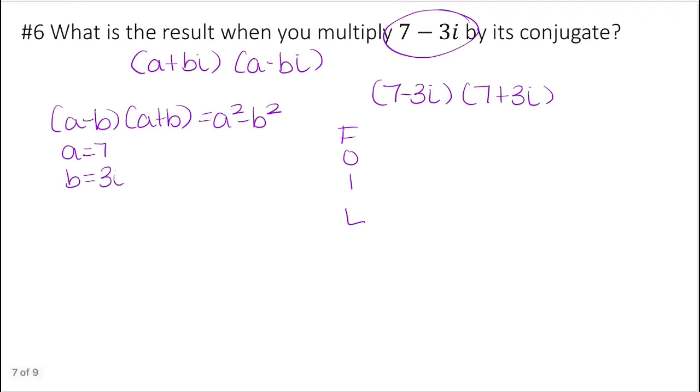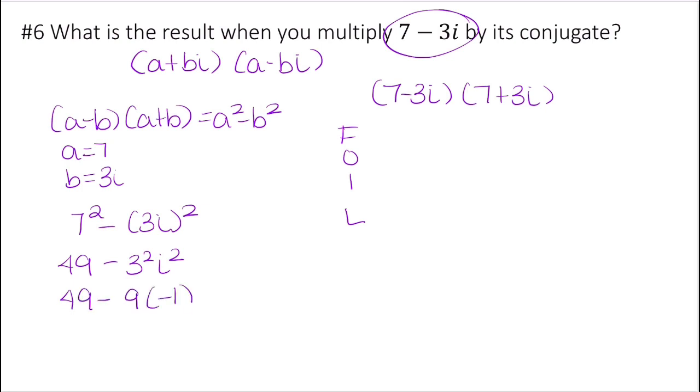So we're just going to say that this is 7 squared minus 3i squared. Okay, 7 squared is 49. 3i squared is going to end up being 3 squared i squared. So we have 49 minus, well, 3 squared is 9, right? And then remember that i squared is negative 1. So we have 49 minus negative 9, which will turn into 49 plus 9, which is equal to 58.